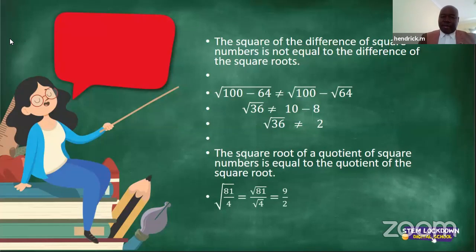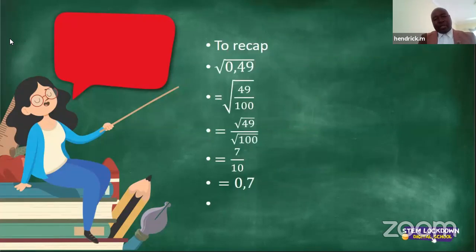Let me finish the square roots. To recap on the square root of decimal fractions, if you have 0.49 and you want to write it as a fraction, you move the comma twice to the right-hand side. This becomes 49/100. Why is it 100? Because you have moved the comma twice. Each time you move a comma, you get a zero there, so that's why there are two zeros in 100.